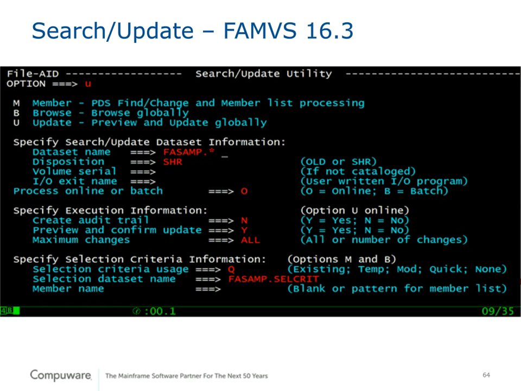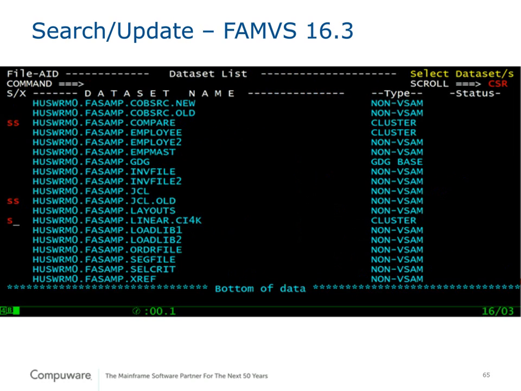I'm going to now go into 16.3, and I'm going to do a different scenario. I'm going to go into update on the same FASAMP asterisk set of files. And this time when I come in, you'll notice that I can do block selects and single selects. I'm going to select about 10 different files at once. Some of these are sequential files, some are copybooks, some are JCL, some are source libraries, some are VSAM files.